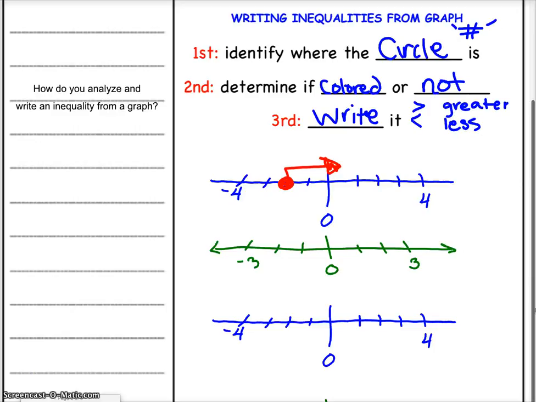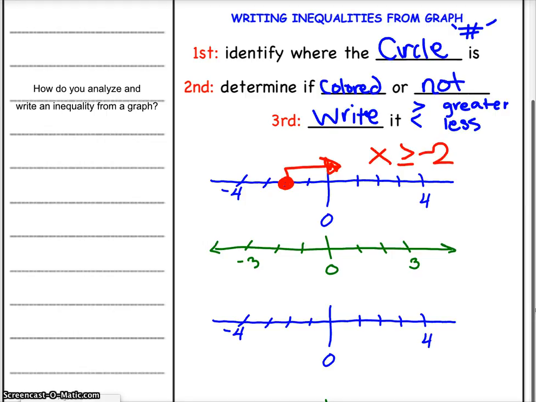Does it matter what variable we use? No, you can use any variable you want. I typically use x. So I'm going to say x, is it bigger than or less than? Bigger. It's going to the right, so it's bigger, and I color it in, so you put the line. And then what number? -2. Good, there you go, learning target done.